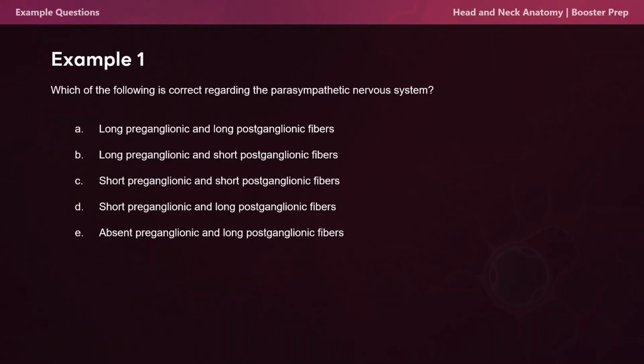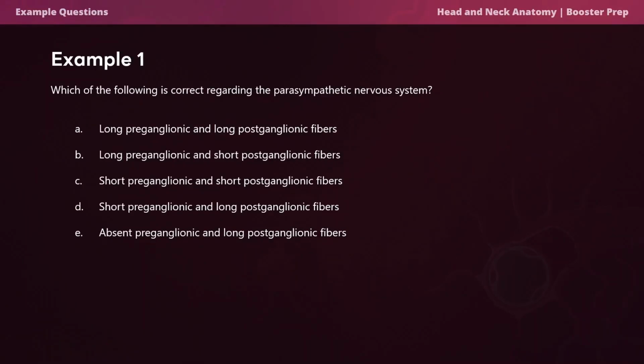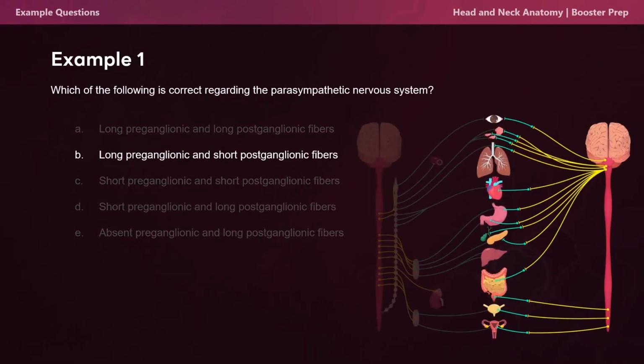So example question 1. Which of the following is correct regarding the parasympathetic nervous system? So those are the choices. Take a second to think if you need it, but the answer is B. Long preganglionic and short postganglionic fibers. Remember, this is because the PNS has more localized effects, so its synapses are farther away from the vertebral column and closer to the effector organ.